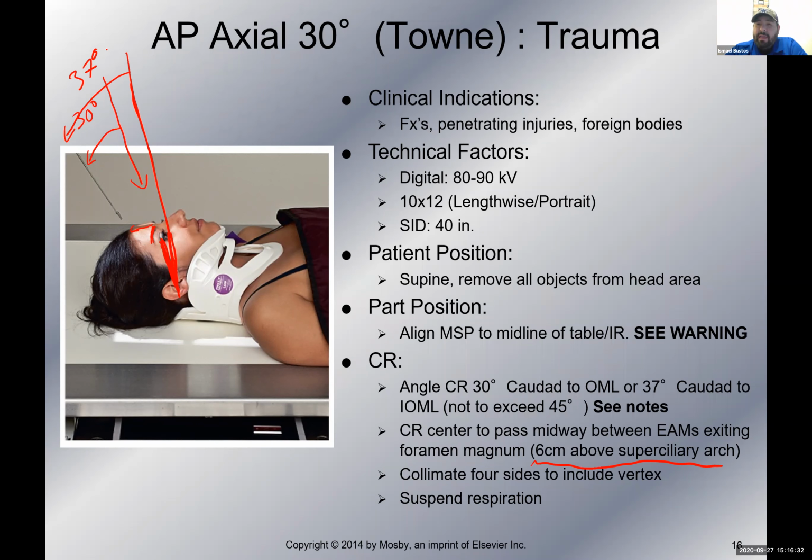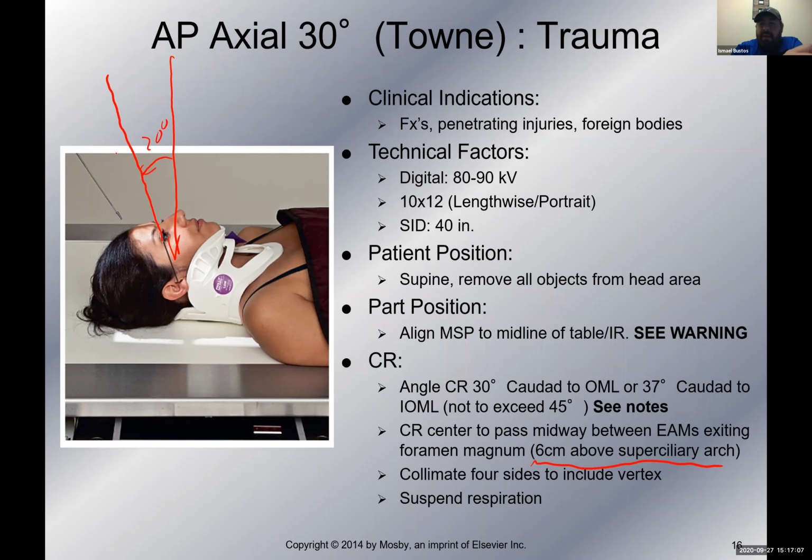Now there is an issue if the OML is too extended and your angle is going to be more than 45 degrees. You don't want it to exceed 45 degrees. Let me show you because it gets kind of complicated. Normally your CR comes like this, perpendicular to the image receptor. So let's say that the OML extends out, and the OML is 20 degrees from the perpendicular.